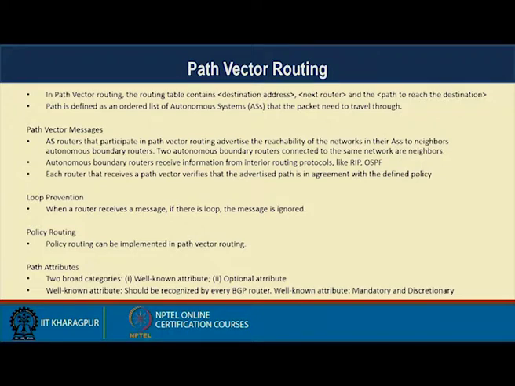Each router that receives a path vector verifies whether the advertised path is in agreement with the defined policy or not. So, once a router receives a path vector, it checks whether it is in agreement with the defined policies. It is policy based routing, and it supports policy based routing. That means it checks whether its policy allows it or not. Suppose it says that you cannot cross AS 13. If the path includes AS 13, that is not a feasible or acceptable path based on the policy for this particular router.